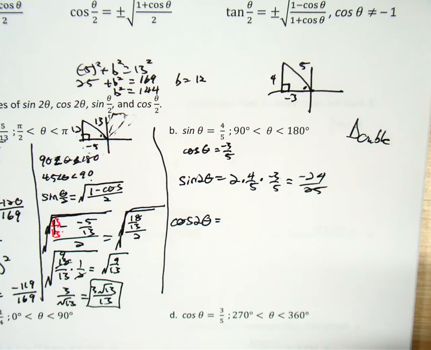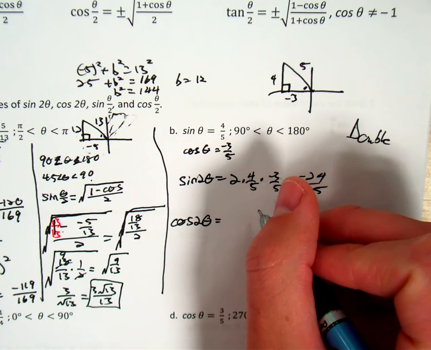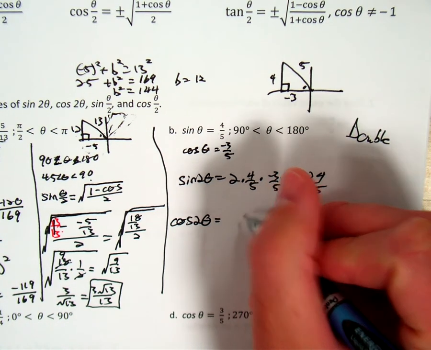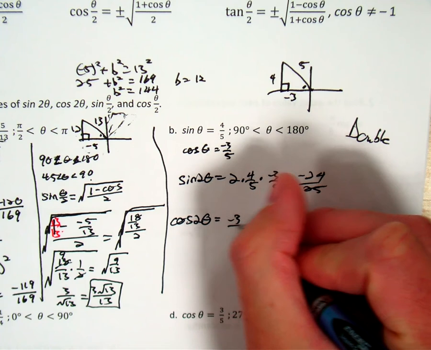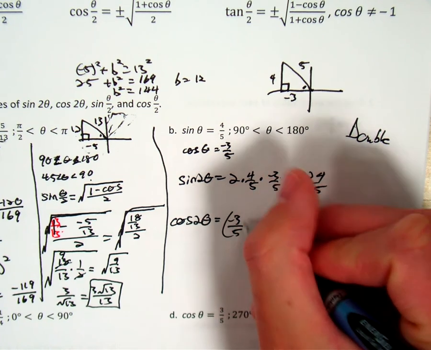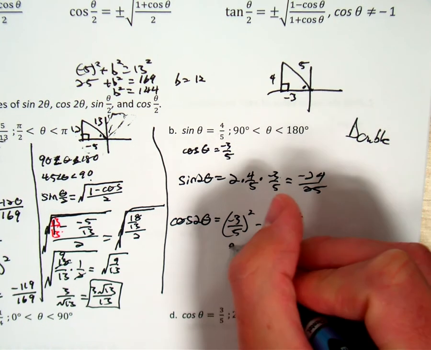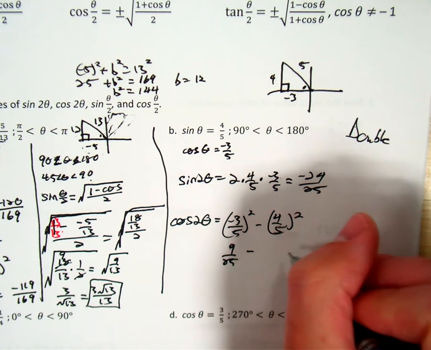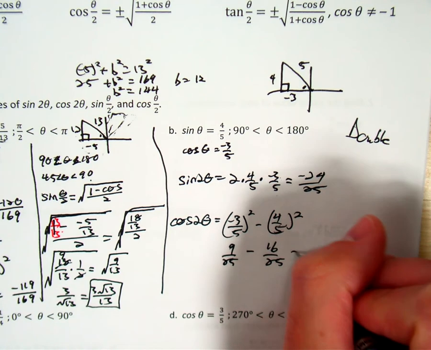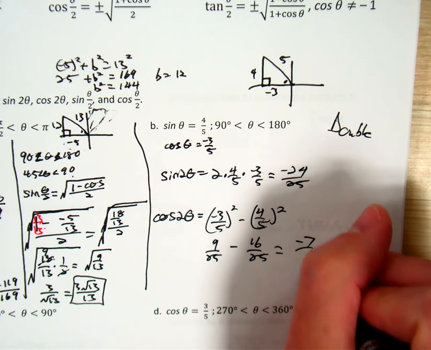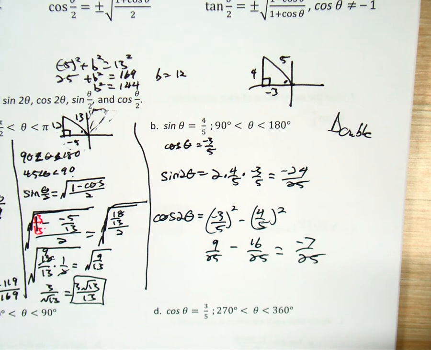Cosine 2 theta. I'm a little partial to cosine squared minus sine squared. You've got to go in order, though. Cosine squared minus sine squared: 9/25 minus 16/25 is negative 7/25, and we can't reduce. Done. We're going to save C for tomorrow for day 2 notes.